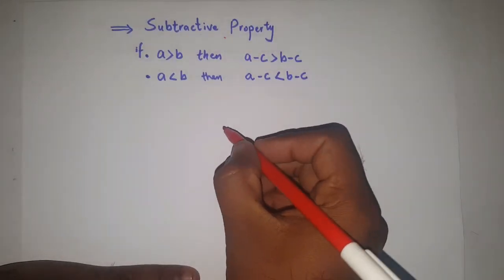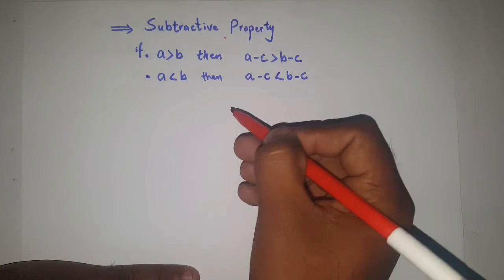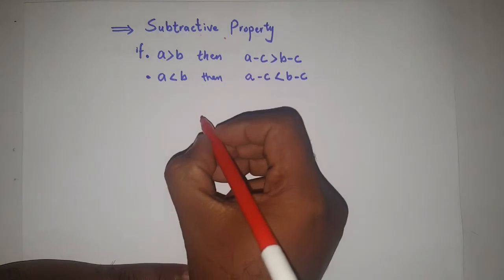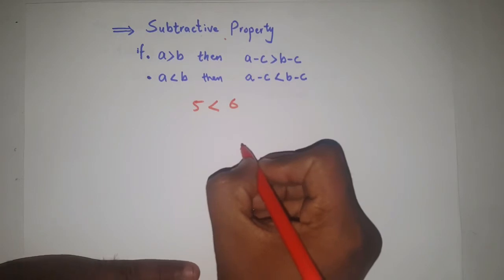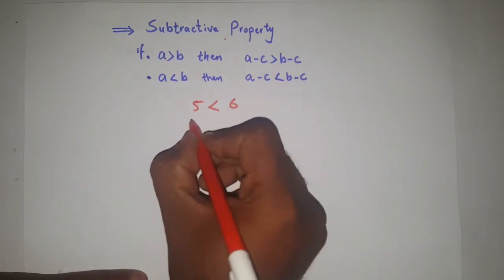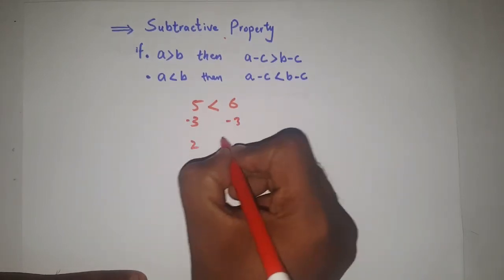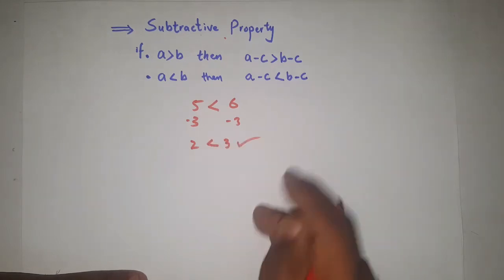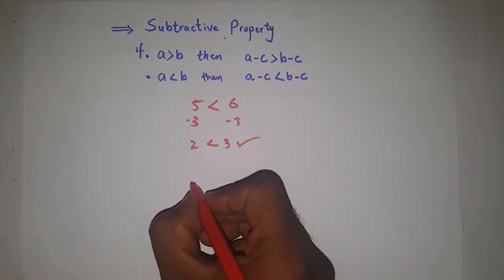The next property is the subtractive property. It is also similar to the additive property, but the only difference is that we subtract a quantity from both sides of the inequality. 5 is less than 6. If I subtract 3 from both sides, 5 minus 3 is 2, 6 minus 3 is 3. 2 is less than 3. The inequality still holds. See the next example.